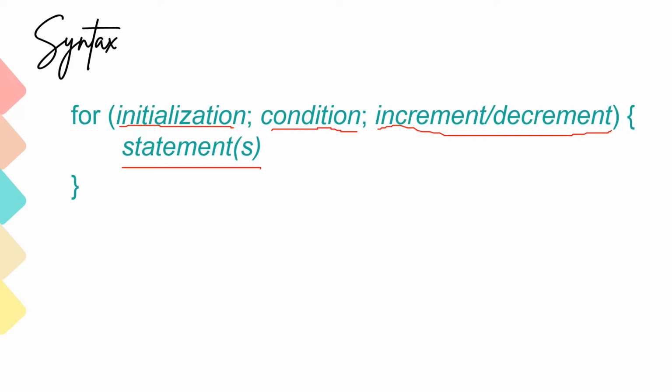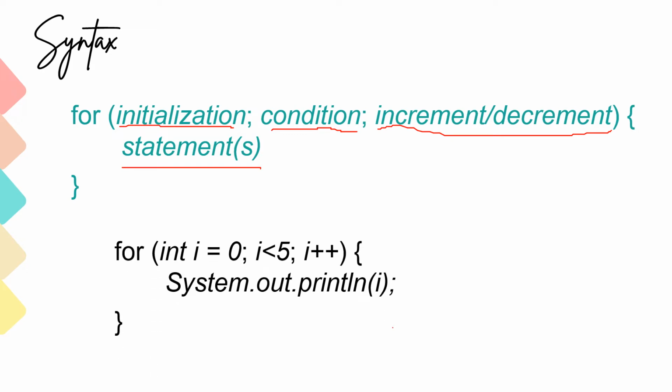Okay, let's take a look at this one. So, here is the keyword for, followed by the initialization. Okay, this is the initialization part. I'll be putting a green line, initialization part. So, the value of i is set to 0.